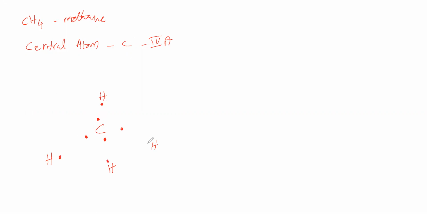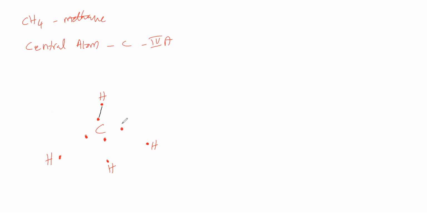What is the name of CH4? Methane. Here, what is the central atom? Central atom is carbon. This carbon comes under group 4A. Therefore, its valence shell has 4 electrons: 1, 2, 3, 4. Surrounding atoms are hydrogen. You know that hydrogen atomic number is 1, therefore its valence shell has only 1 electron.